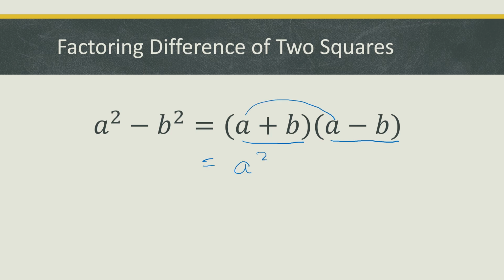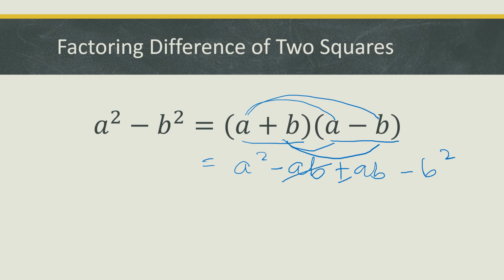by multiplying the first terms, minus ab plus ab, and by multiplying the last terms, minus b squared. Negative ab plus positive ab are 0, and that will leave us a squared minus b squared. So they are having the same expressions.